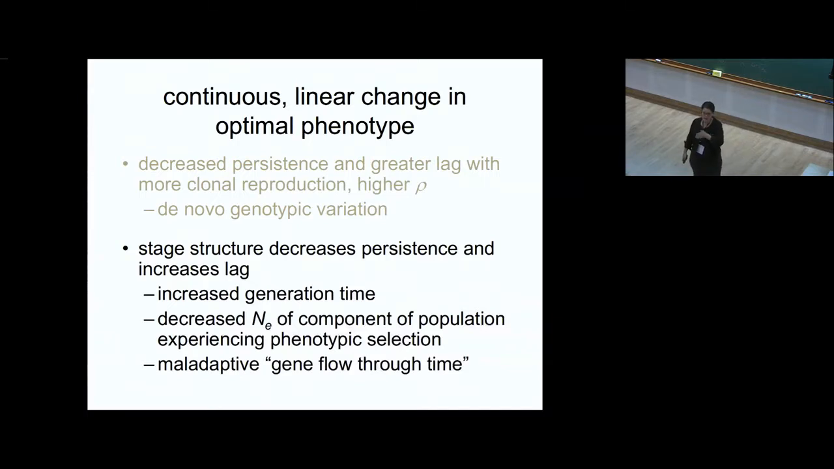Let's think about the case where the optimum is shifting and shifting and shifting and selection's acting. But selection's acting on juveniles, on the young individuals. If we have a lot of adults who survived, when did selection act on them? A long time ago. And so they have a phenotype that is maladaptive to the current environment, to the current theta. So it's a kind of gene flow through time that's not good, right? They're coming from the past.